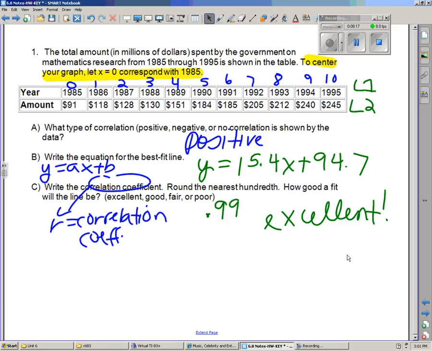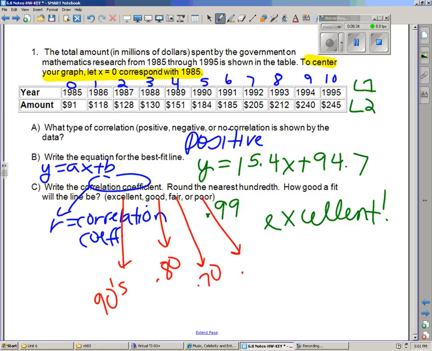So we've now answered all the questions. Just to do a quick recap about correlation coefficients, excellent is going to be anything that's in the 90s, and these are decimals, so 0.90s. Good is going to be anything that's in the 80s. Fair is going to be anything in the 70s. And poor is going to be anything below 70, in the 60s, just like a test grade. Excellent test grades, good test grades, fair or poor.